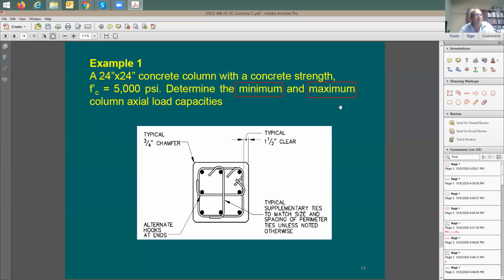Let's say I'm working on this column, and I have different columns in the project with different loads. So someone needs here to say, with this column size and this strength, what's going to be the range for the axial load? So someone's going to say maybe between 1,000 and 2,000 kips. You say, this is great.